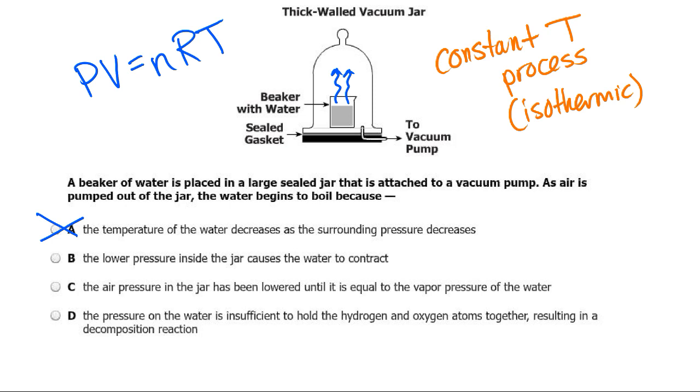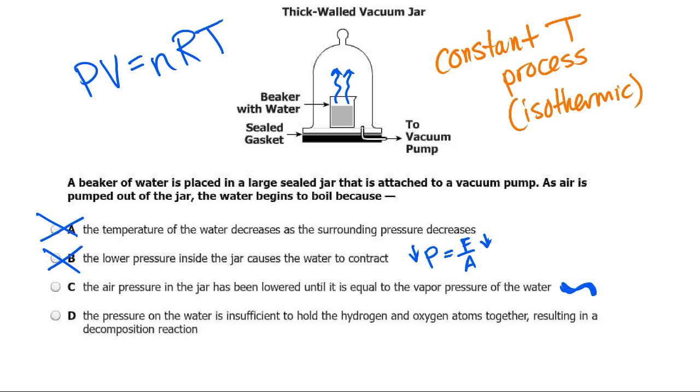The lower pressure inside the jar causes the water to contract. Quite oppositely, the water would expand due to the lower pressure in the jar because there's less pressure pushing on the water. Remember that pressure equals force over area. If there's less force, then there is less pressure, and the water is going to be more likely to vaporize. The air pressure in the jar has been lowered until it is equal to the vapor pressure of the water. This one seems like a plausible answer to us so far.